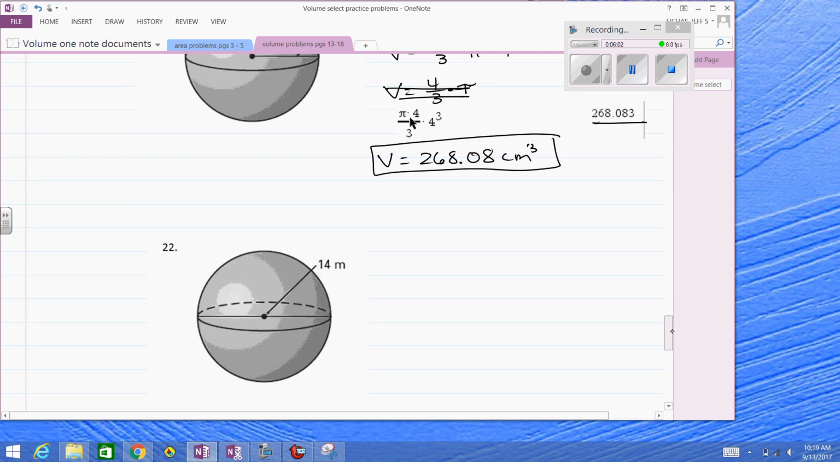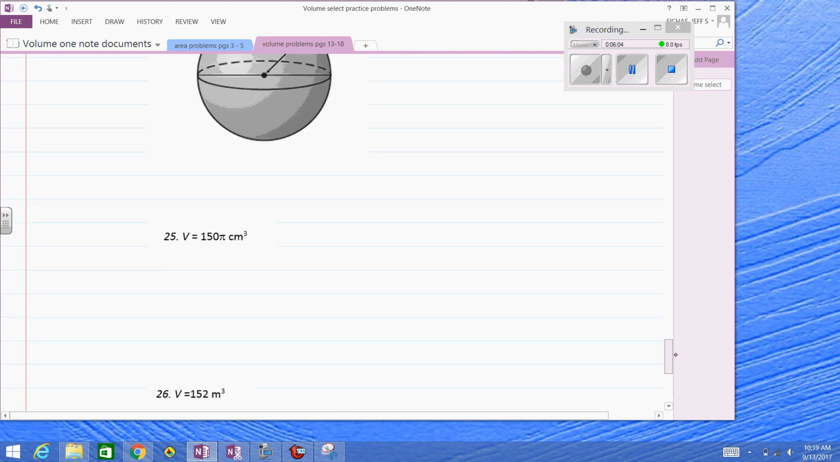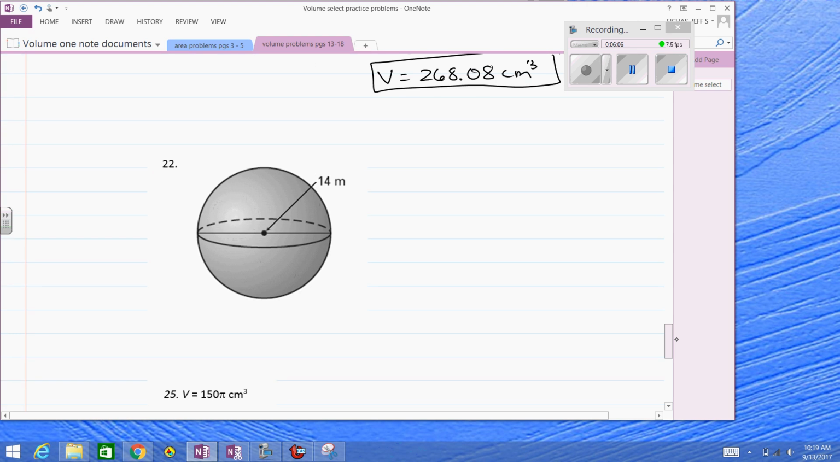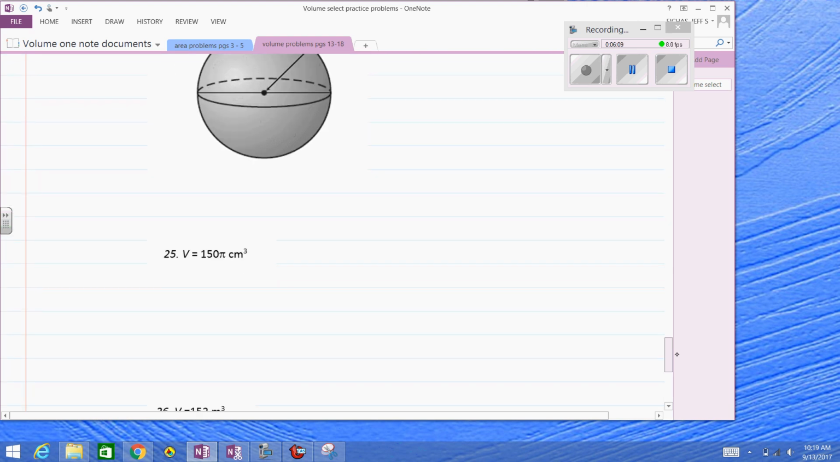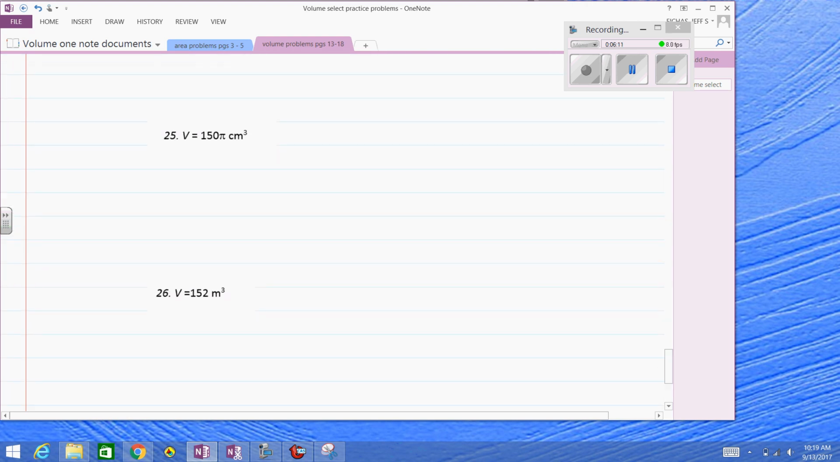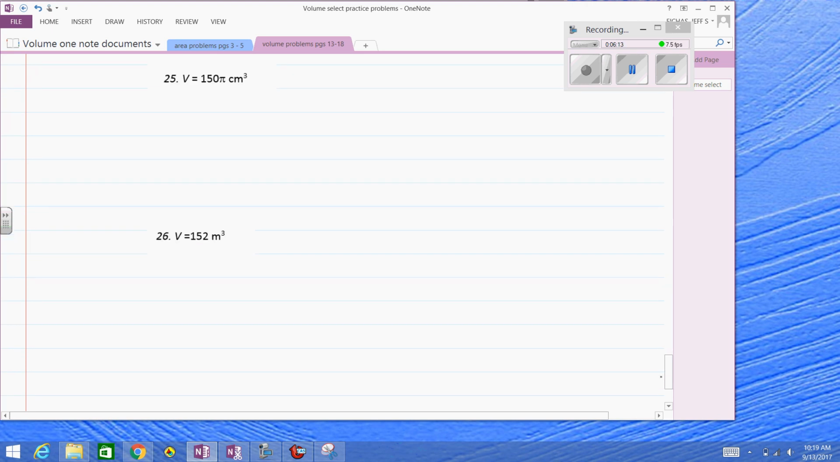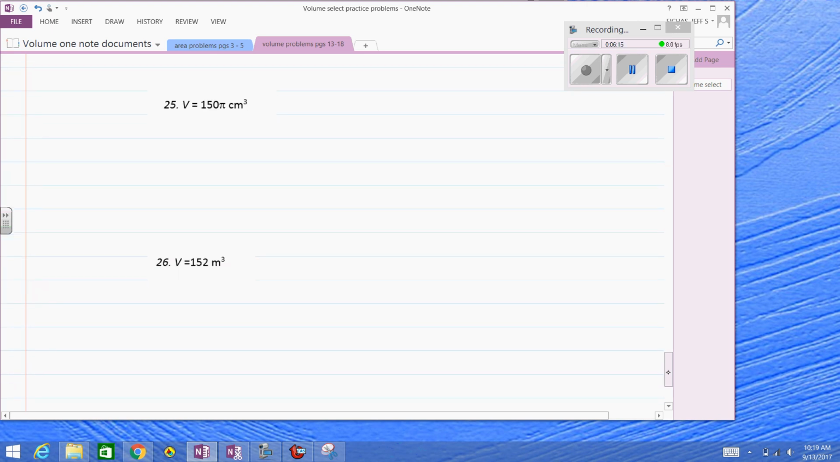Okay, let me see if there's another one. Okay, so what I want to do is move down to this one. We're running out of time, keeping it under 10 minutes. So I want to complete one that's going to be in the reverse. They give us the formula. It is a sphere. They told us that in the problem. So the volume formula is going to be 4/3 pi r cubed. And what we're going to have to do is sub in the 150 pi for volume.